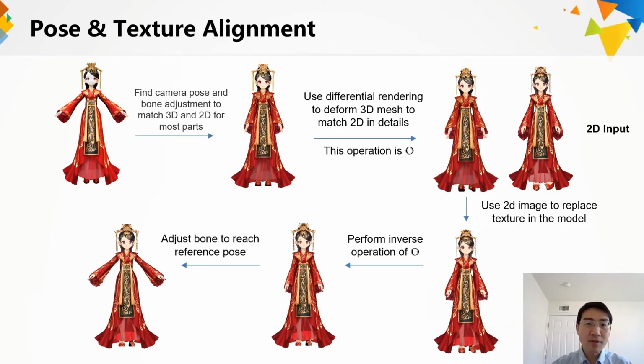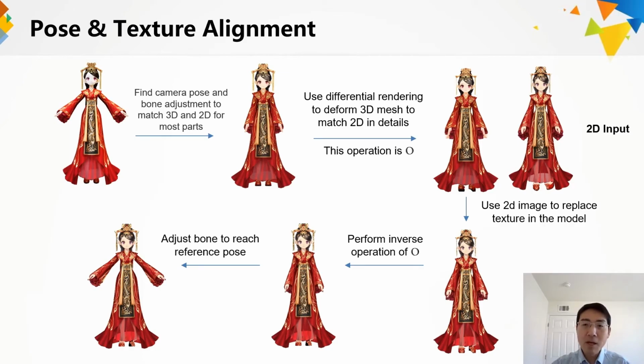First, we find the camera pose and the bone adjustment to match the 3D and 2D for most of the parts, so that we change the 3D shapes and make them the same pose as the 2D. Next, we use differentiable rendering to deform the 3D mesh to match the 2D in details. Let's say this differentiable rendering deform operation, we call it operation O. Then we use a 2D image to replace the texture in the model to generate a result like this.